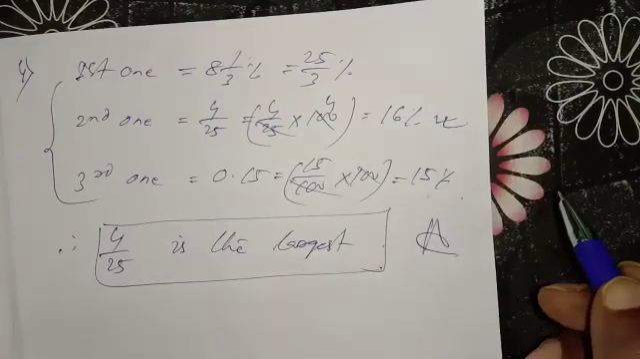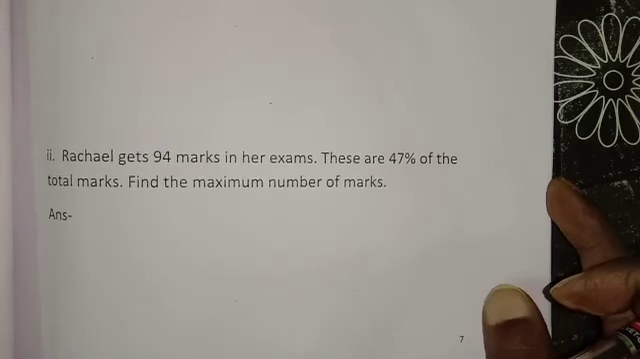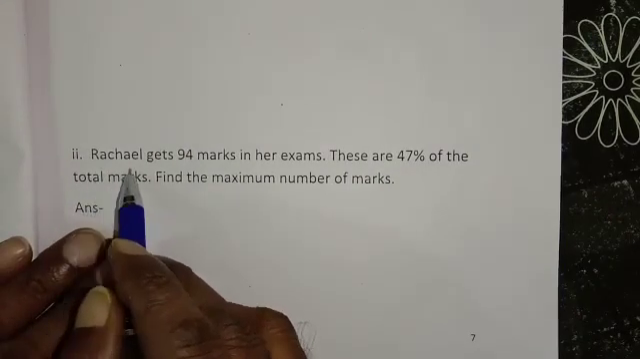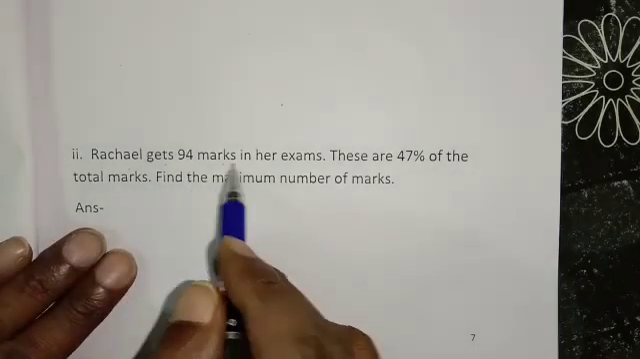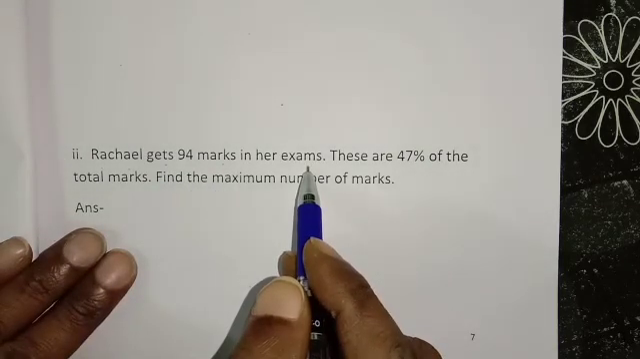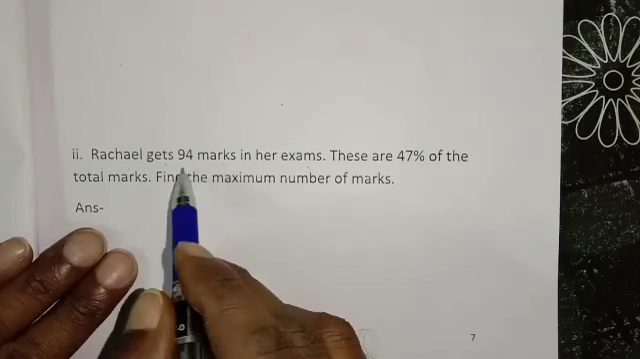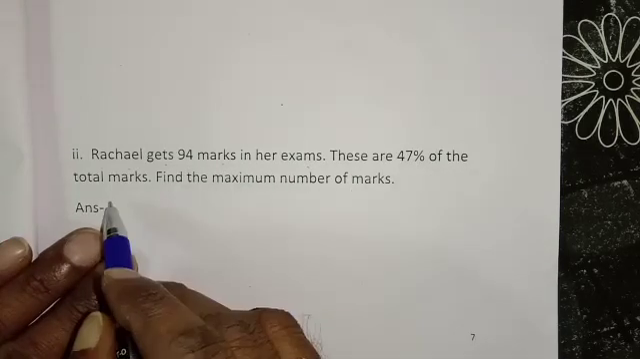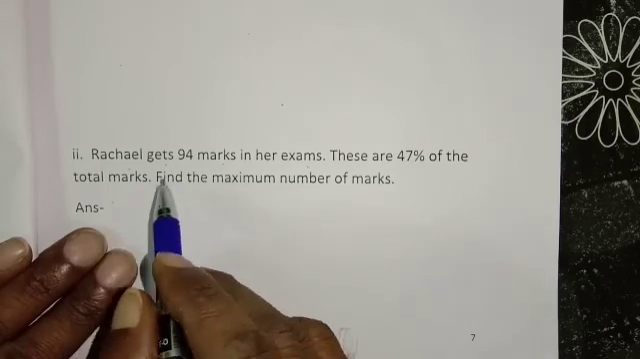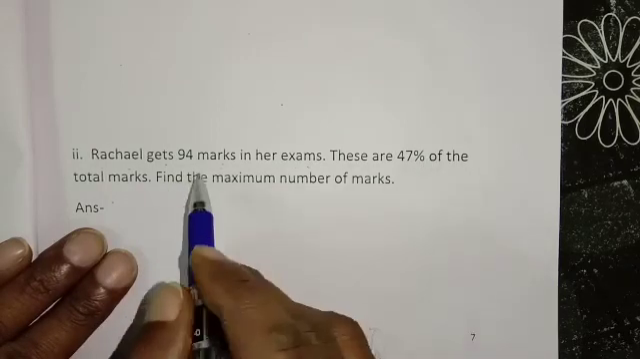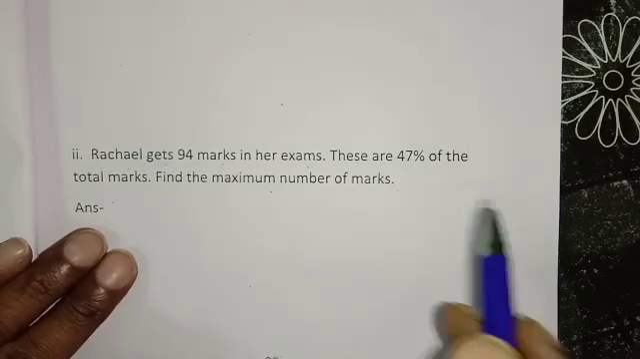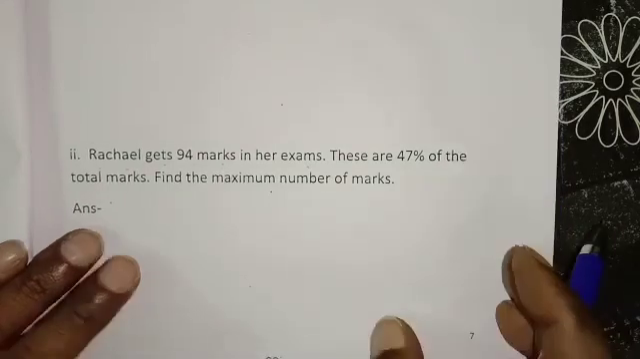Let us go next. Let us go to the last question today. Rachel gets 94 marks in her exam. In her exam, how much marks did she get? She got 94 marks. These are 47% of the total marks. That means according to question, 47% equal to this mark. Find the maximum number of marks that you have to find out. Let us see.